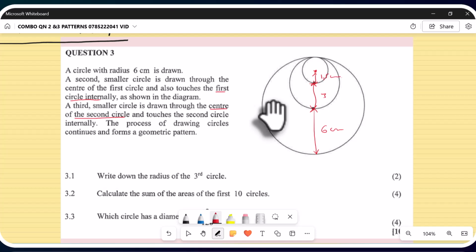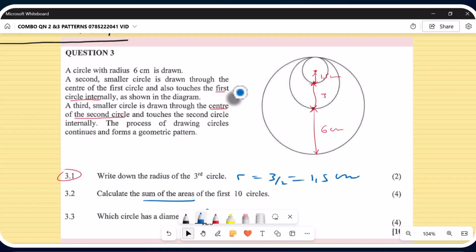Now, what do we see here? We can see how these radii go. The first one is 6, and then followed by 3, and followed by 1.5, and so on. That's for the radii.